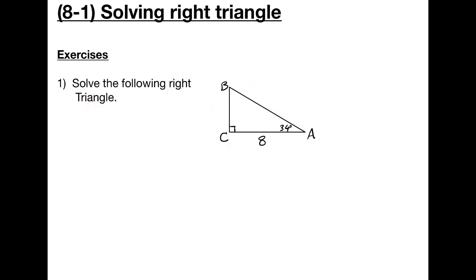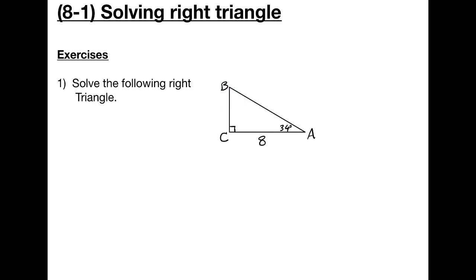So remember, by solving a right triangle, you need to find all the missing sides and all the missing angles. So here in this triangle, I have angle A, I have angle C, but I don't have angle B, so I need to find this angle. I have the side length AC, but I don't have BC and I don't have AB, so I need to find these two side lengths as well. But let's first try to find angle B, because that is very easy for us at the moment.